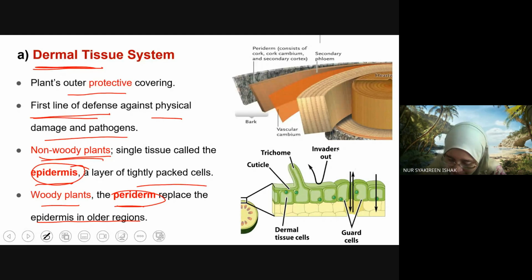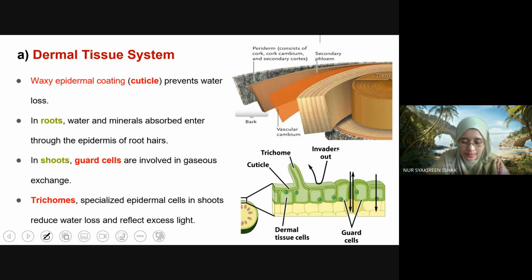Okay, so this is the periderm. It consists of cork, cambium, and then secondary cortex. And then the waxy epidermal coating, which is the cuticle, prevents water loss. Kan? So this is the cuticle. It has the green region here, kan? It has wax. So this is to prevent water loss.